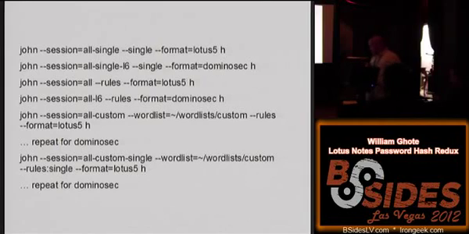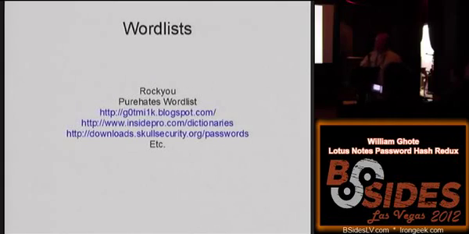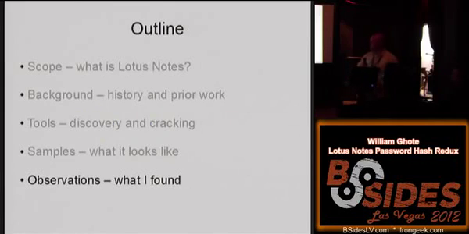As you might imagine, running on my i5 laptop, it's a slow process. It's not very speedy. Word lists are definitely the way to go. RockYou matches very often. Pure Hate's word list is a very good one. Got Milk and the Inside Pro dictionaries are very good. And there's a pretty good listing at Skull Security as well. And I use these often. It's very, very helpful.